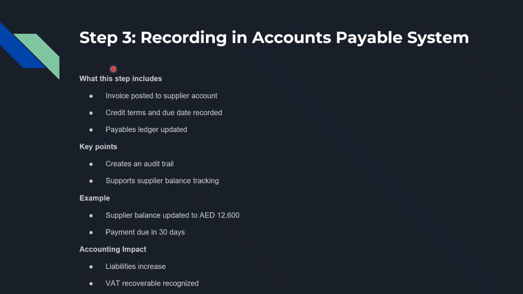Once the invoice has been verified, it is recorded in the accounts payable system. The supplier's account is updated, payment terms are noted, and the due date is recorded. This keeps the payable ledger up to date and provides a clear audit trail. So in this example, the supplier balance becomes 12,600 dirham, which is payable within 30 days. At the same time, the liability increases and VAT recoverable is recognized.